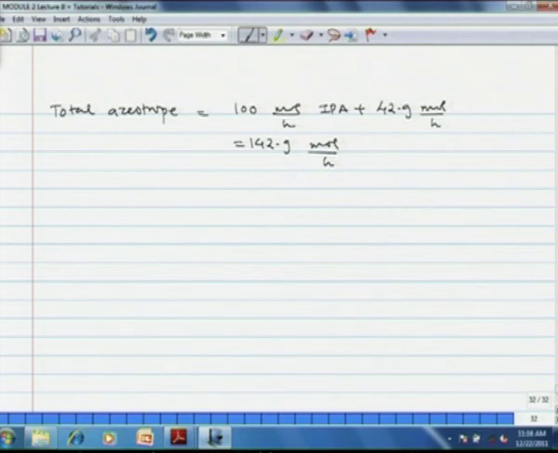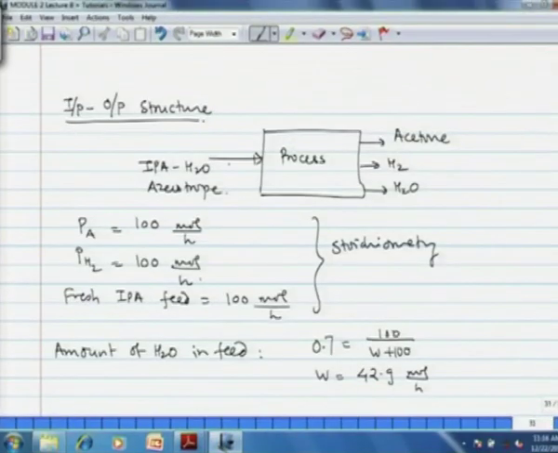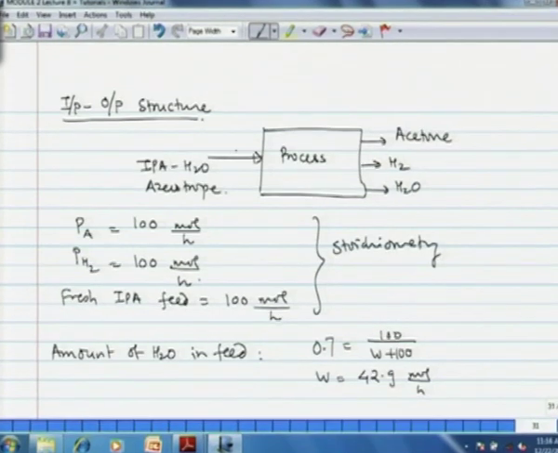Okay. So, we have determined all flow rates of all components at the inlet and outlet of the reactor. We summarize: isopropanol water azeotrope 142.9 mole per hour, acetone 100 mole per hour, H2O 100 mole per hour. Now, we have not yet determined the amount of water. That we shall do now.